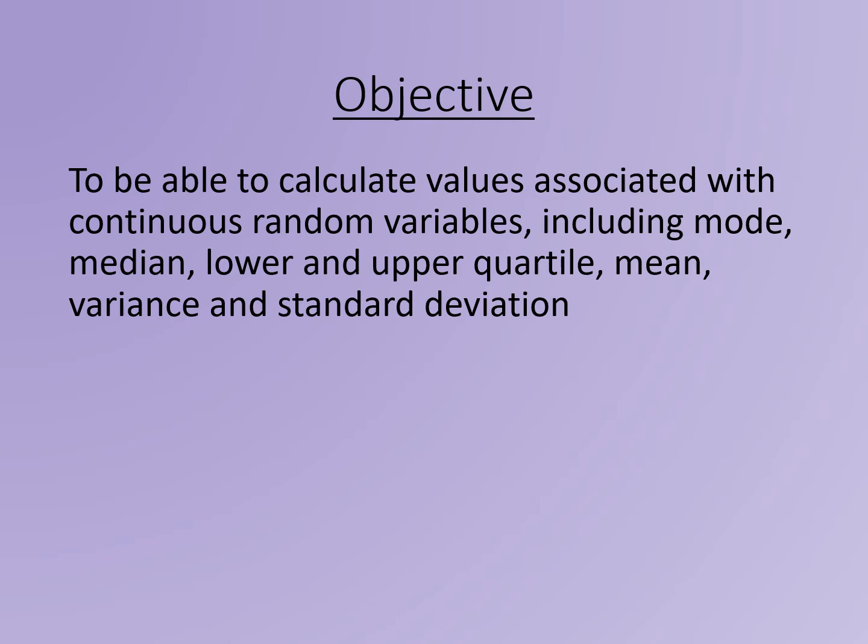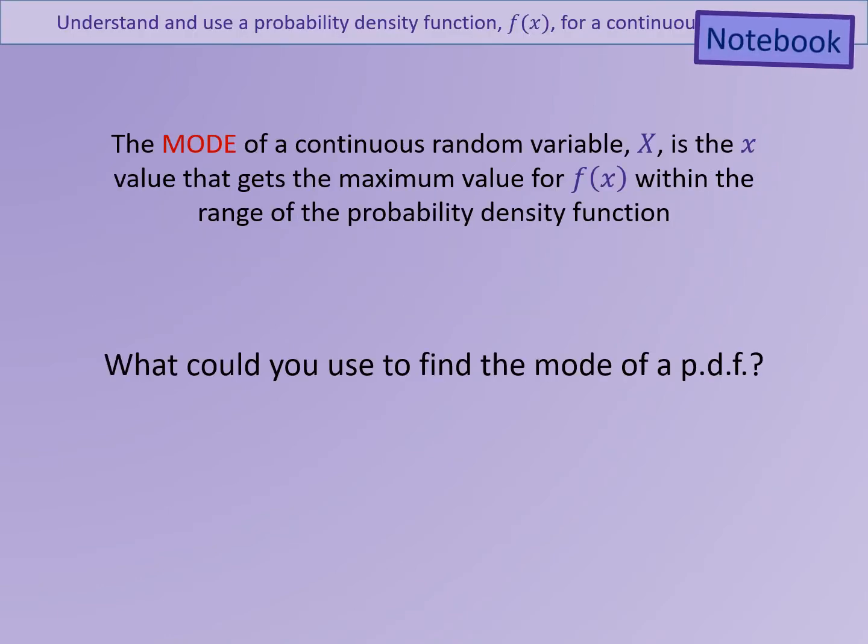This topic will cover how to calculate values associated with continuous random variables, including the mode, median, the lower and upper quartile, the mean, the variance, and the standard deviation. The mode of a continuous random variable is the x value that would give us the maximum value for f of x within that range of the probability function.